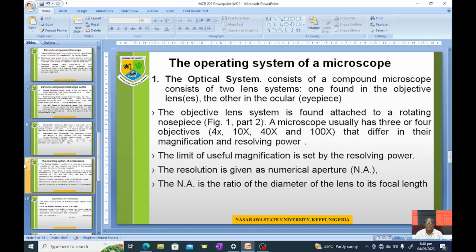The limit of useful magnification is set by the resolving power of any microscope. Now, this resolution is given as numerical aperture, abbreviated NA. The numerical aperture is the ratio of the diameter of the lens to its focal length.